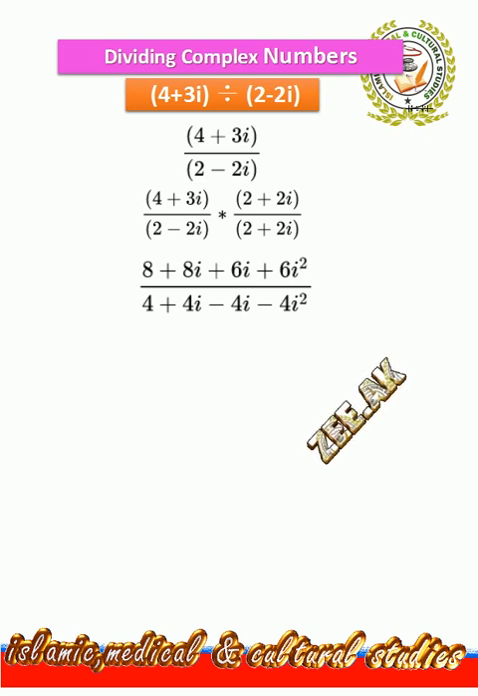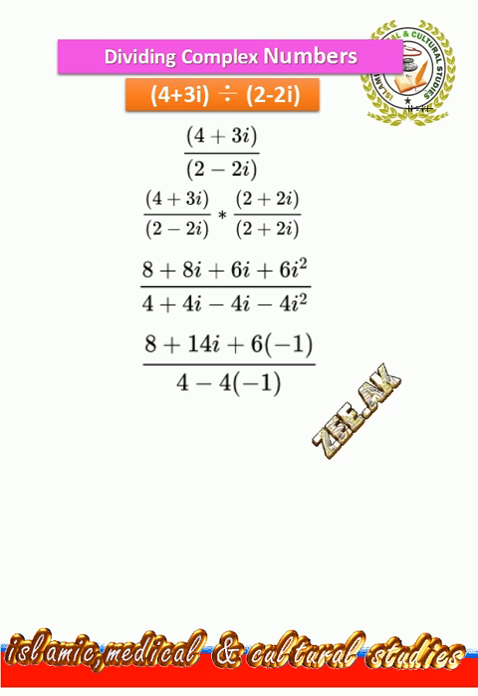While we add both of the imaginary numbers, 8i and 6i, with each other, the answer will be 14i. Plus, recognize i squared represents minus 1. We will multiply 6 with minus 1. The answer will be minus 6. So the next product will be 8 plus 14i minus 6, divided by, if we multiply 4 minus 4 with minus 1, the answer will be plus 4.